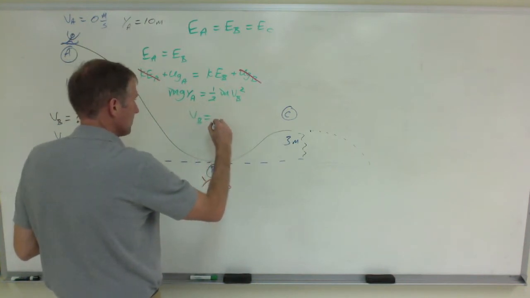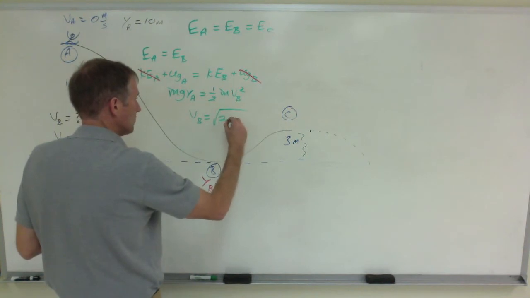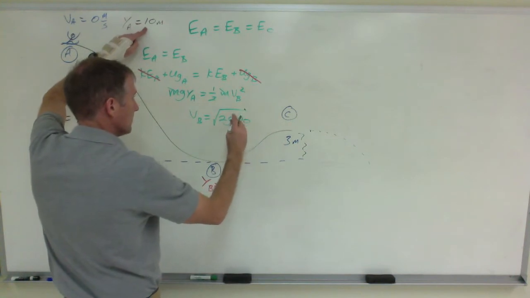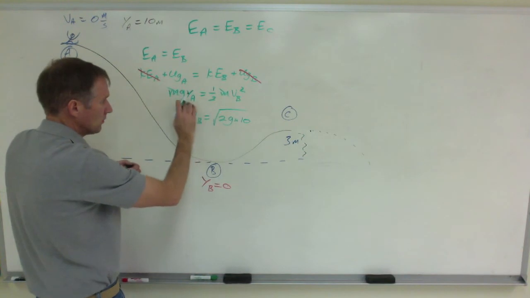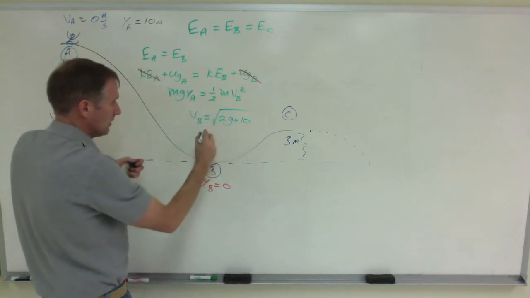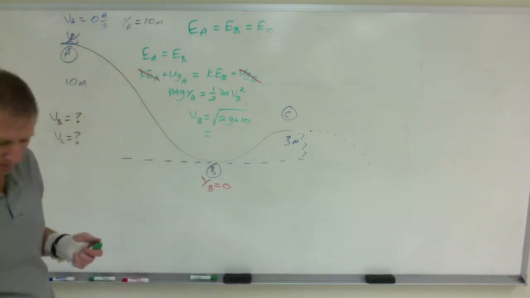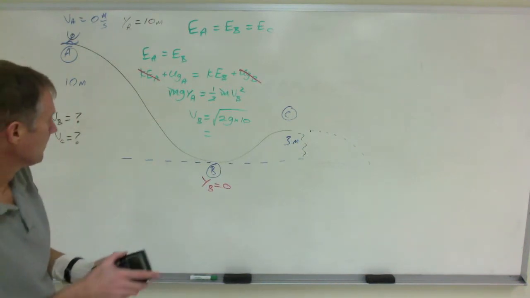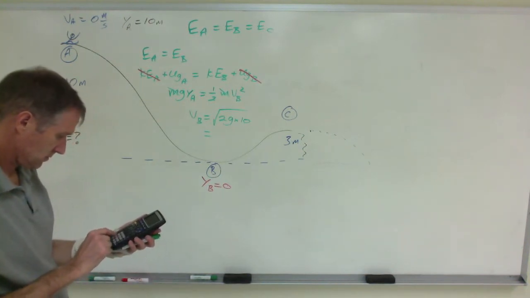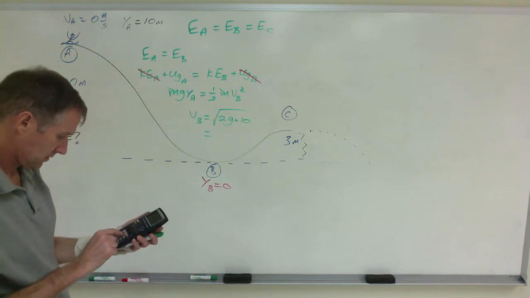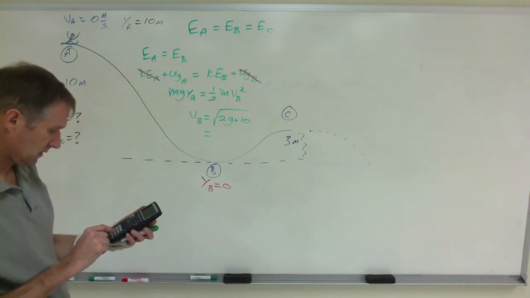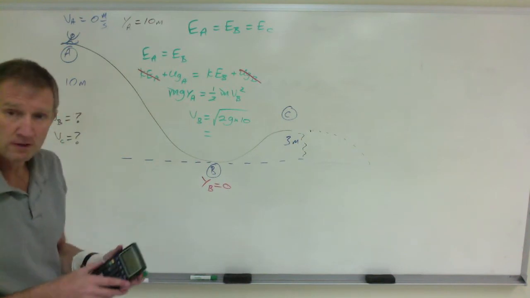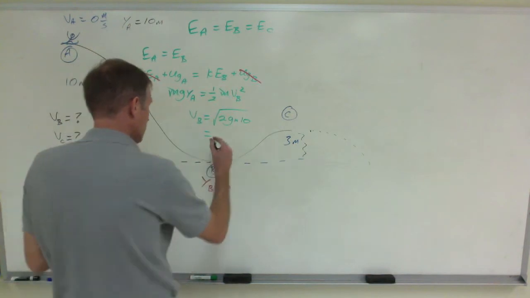That's going to end up equaling 2 times g times that height of 10. I multiply the 2 over to the other side, take the square root. Here's your g, and y_A is 10. So that's going to be, well, let's see here. The square root of that is 14 meters per second.